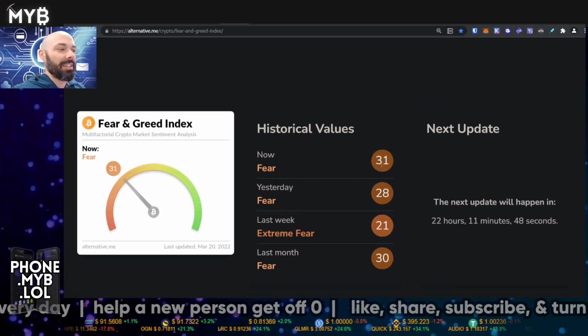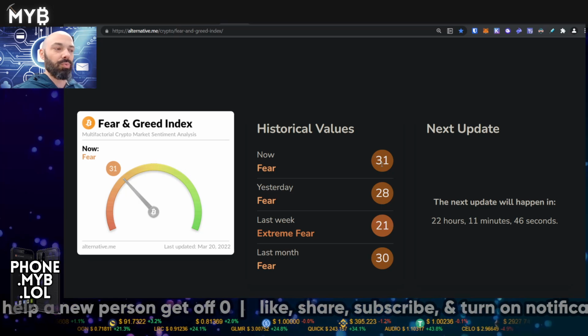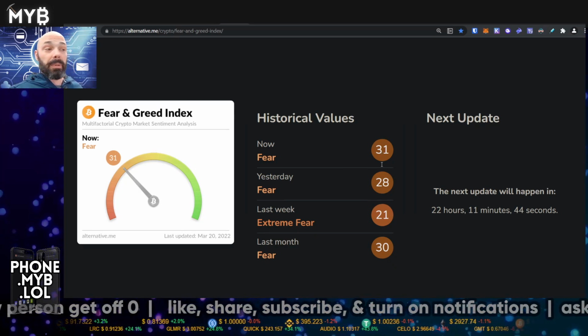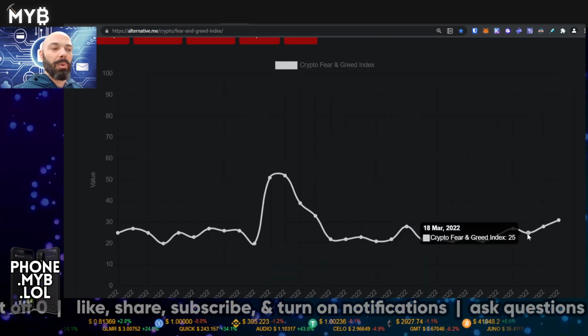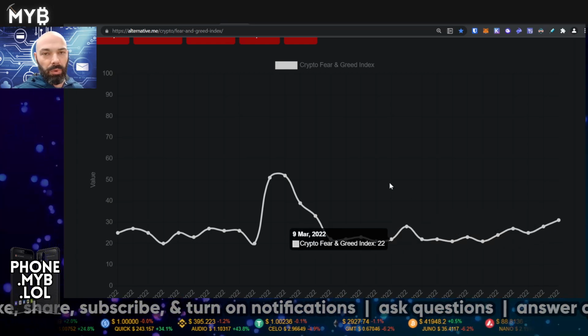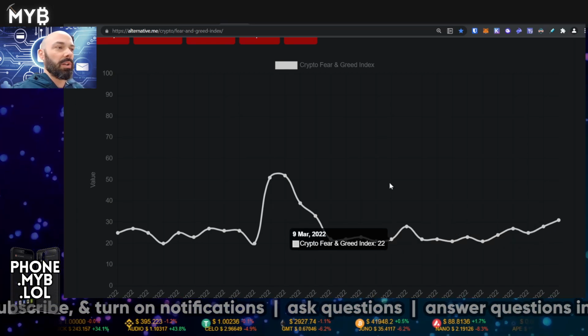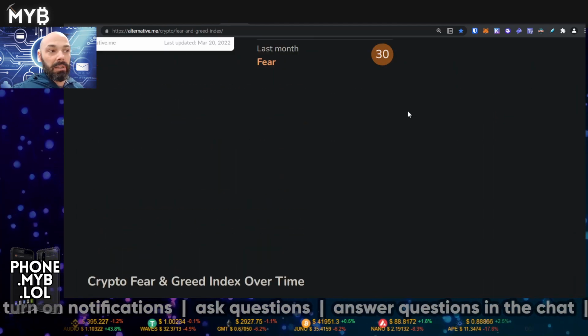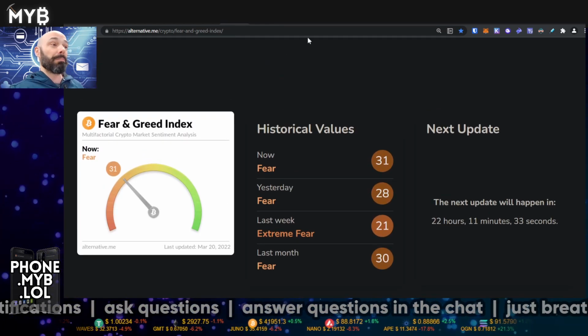Fear and Greed Index is currently 31. That's the score right now. We are moving up in terms of market sentiment. Why would that be the case? Well, it's almost always correlated with price, but there are some news articles as well that are going to assist in helping people feel better about markets.